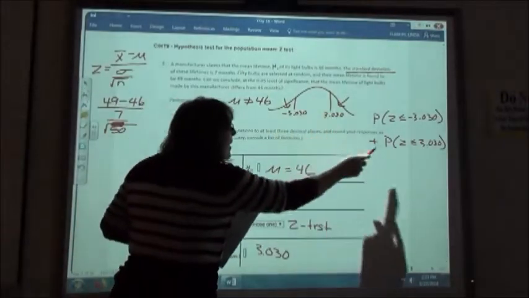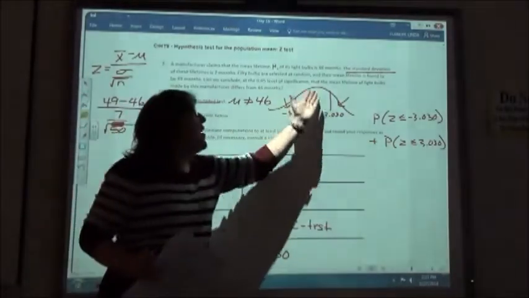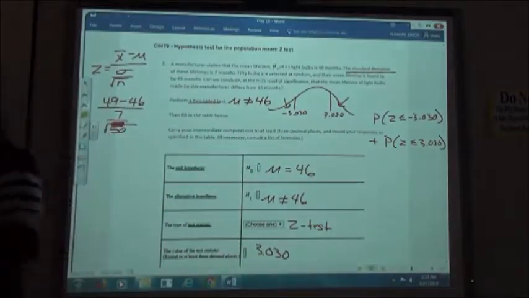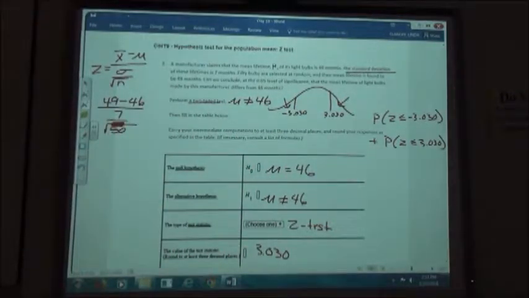Since we have the 2 different ends and I can only do less than, to find the middle is what we're actually finding. We're going to find the value of the first part, then we're going to subtract the value of everything less than the 3.030 to get the middle part. And this one says to round to 3 decimal places also.